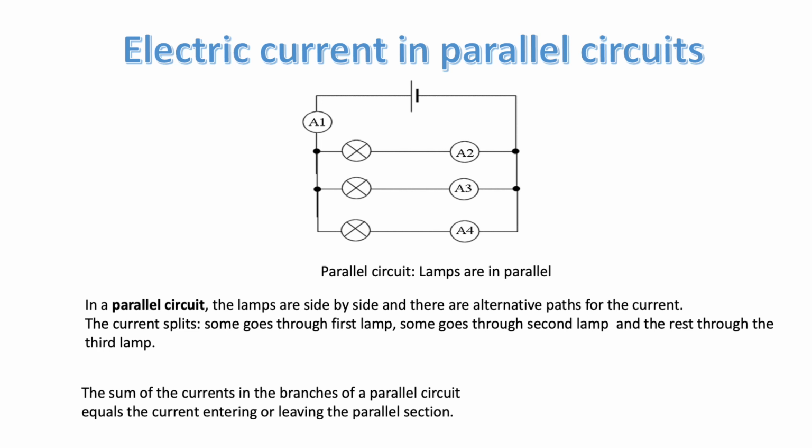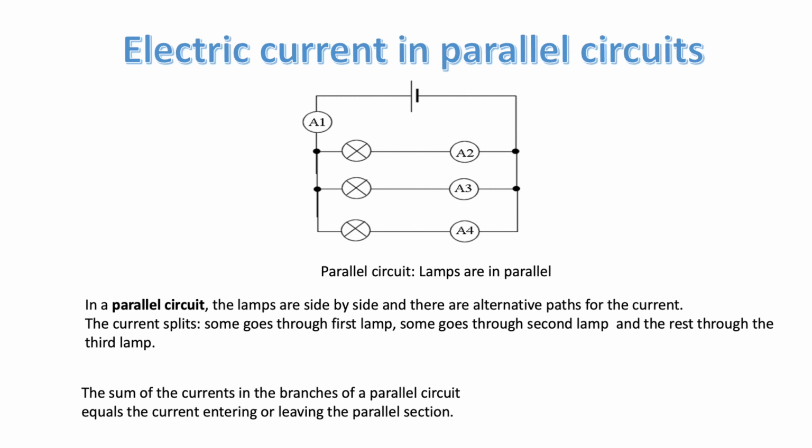Electric current in parallel circuit. You can see a dry cell and 3 lamps connected in parallel. A1 is an ammeter used to measure the total current in the circuit. A2, A3 and A4 are connected with each bulb to measure the current flowing through the bulb.